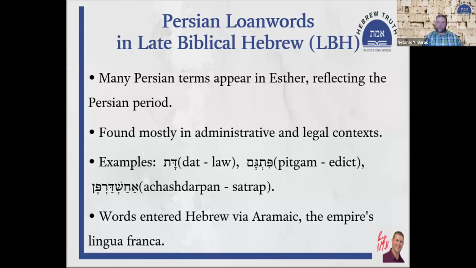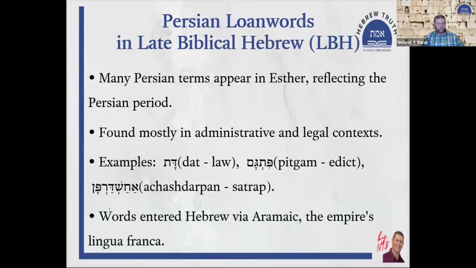So we've talked about the Persian words. Now, understandably, because we're talking about the Persian court, not just Persia, we have a lot of words that are related to the court. Okay. So that's the terminology that we come across in the Book of Esther. A few examples here: Dat, Pitgam, Achashdarpan. We'll get to these.